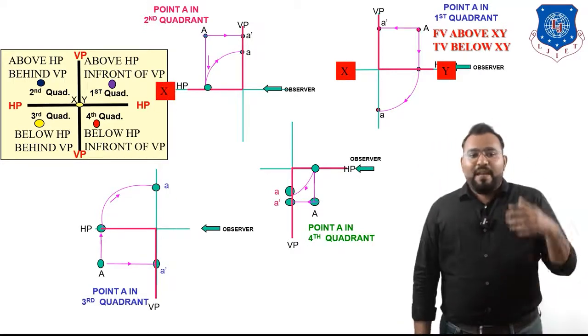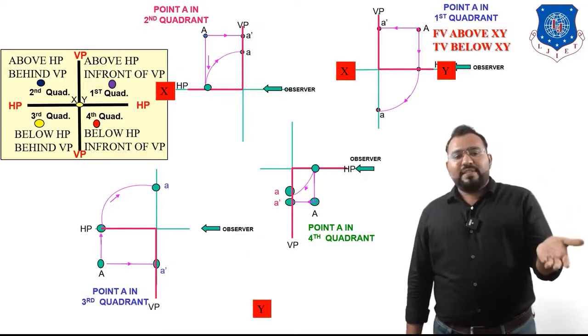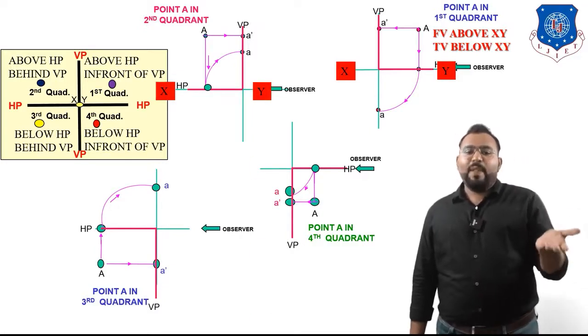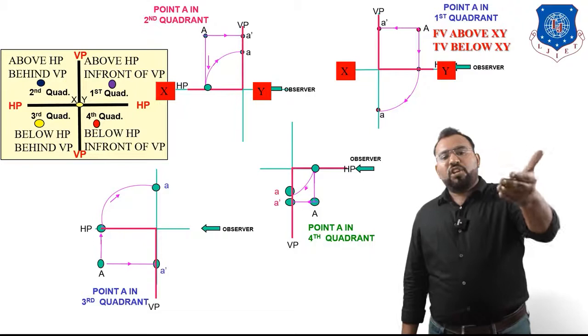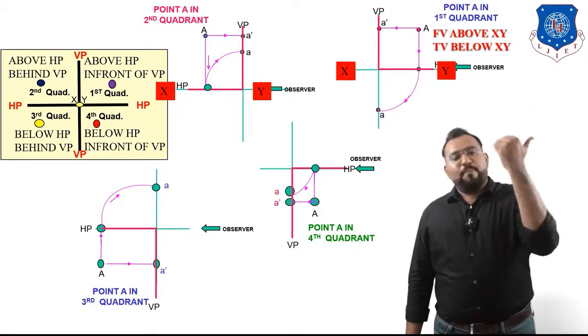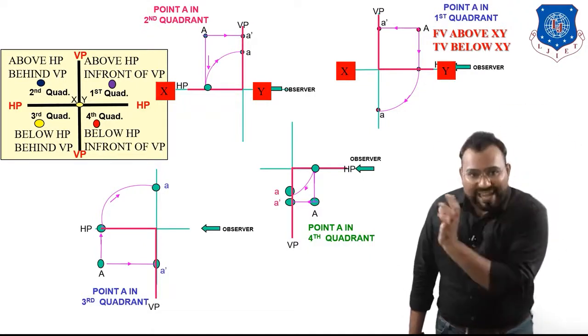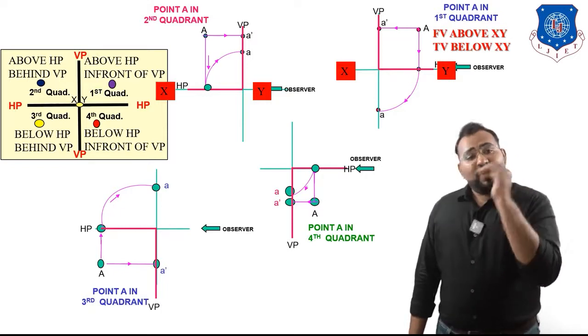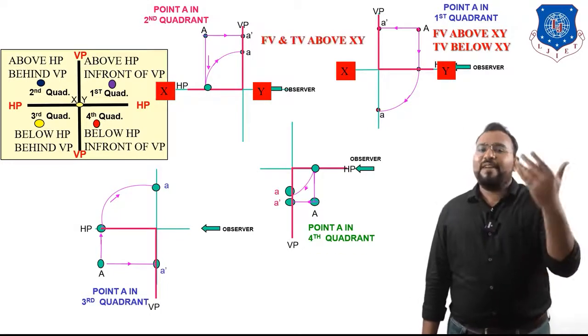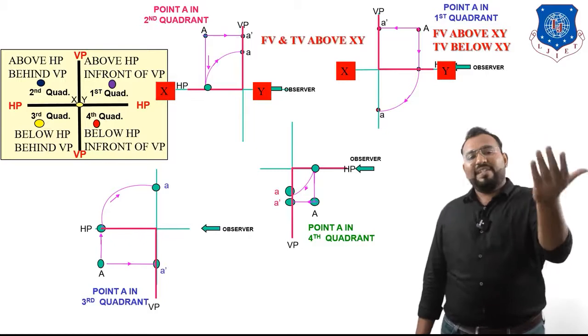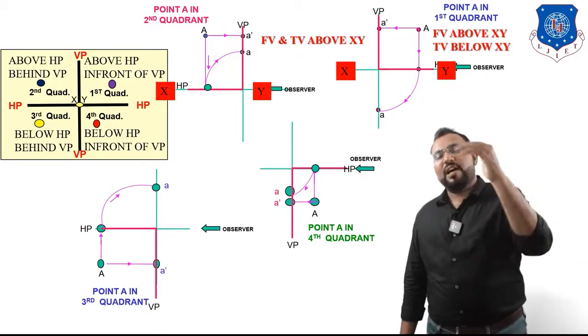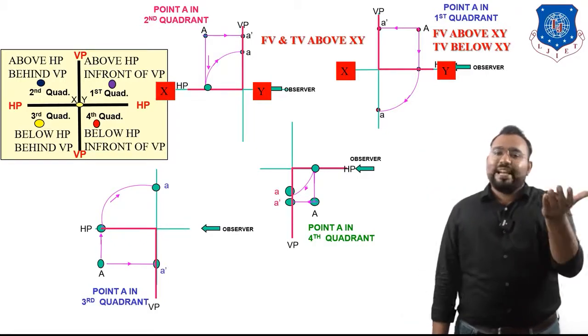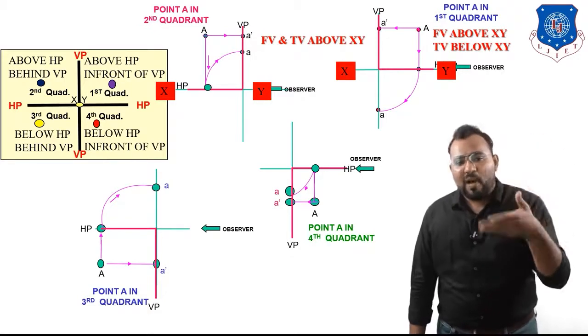Same way, let us assign XY in the second quadrant. Now can you tell me the position of the front view, which is A dash, and the position of the top view, which is small letter a, with reference to the XY line? Yes, now you can see that the front view A dash and the top view small letter a, both are above the XY line. So in the second quadrant, front view and top view both are above the XY line.